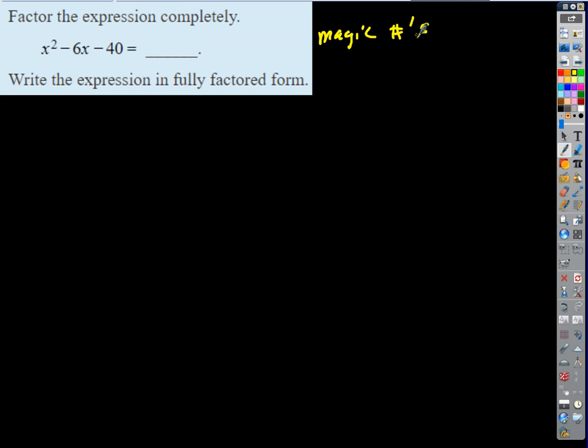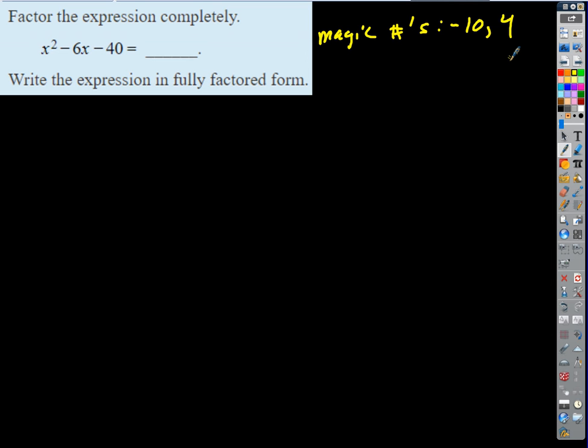So what numbers multiply to negative 40 and add to what else? So what would they be? There you go, negative 10 and positive 4.